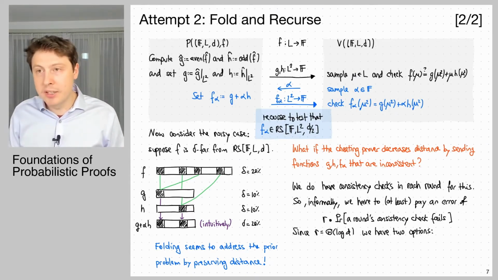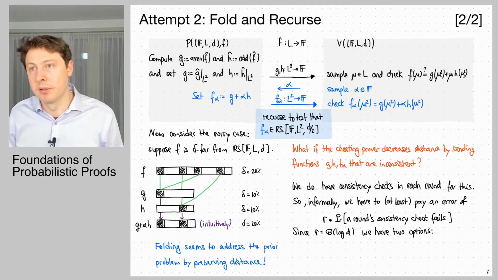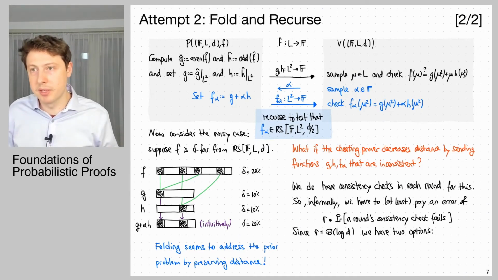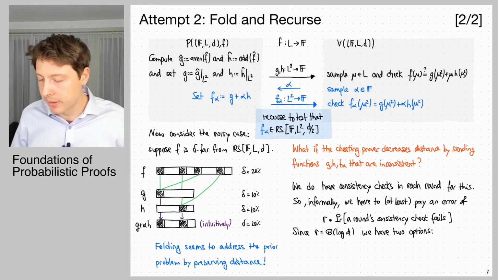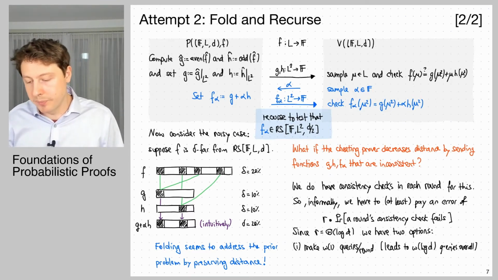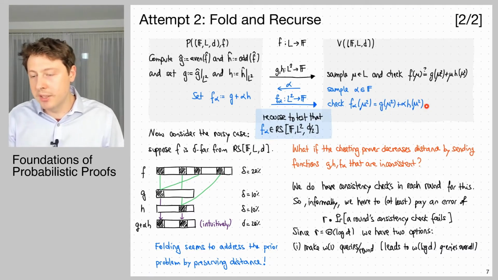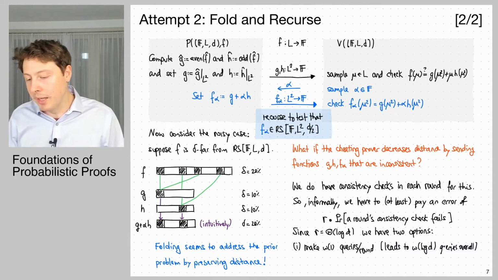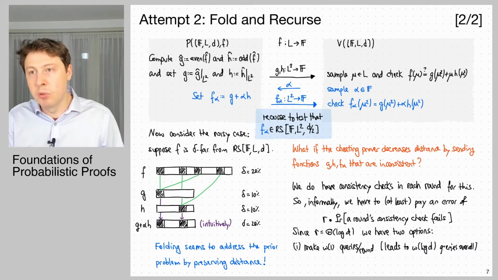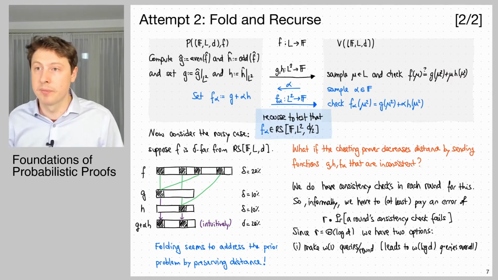But for us, the number of rounds R is super constant. It's logarithmic. We have log D rounds. So here we really have two options. We could say, all right, I'm just going to strengthen the consistency checks in each round and make a bunch of them. In particular, make a super constant number of them per round, so that if you try to move more than a constant fraction, I will catch you with probability, say, 1 over log D. So I can balance out this one here.